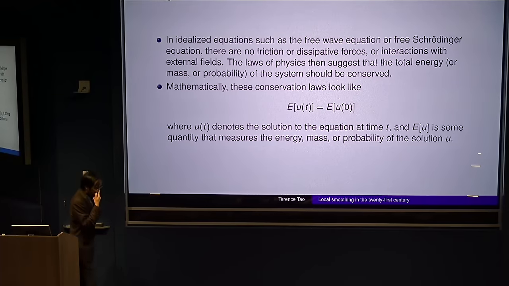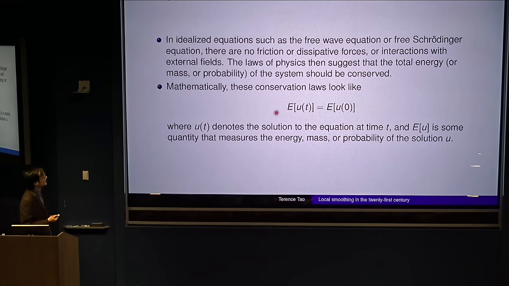And so, as I said, these idealized wave equations, like the free Schrodinger equation, have no friction, no dissipation, no interaction with external forces or other particles. So, as we learn in our physics classes, whenever you have a closed system without these dissipative forces, we expect energy to be conserved.